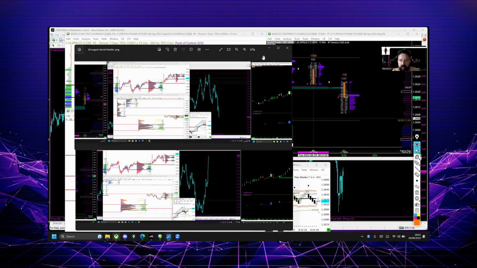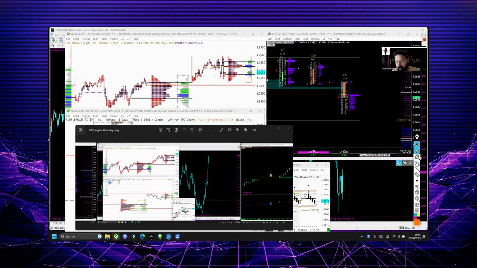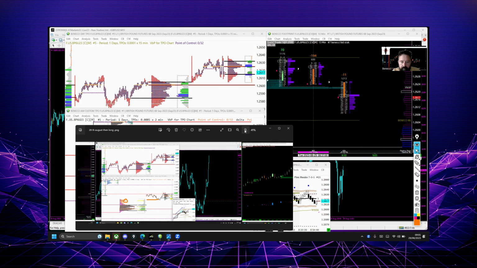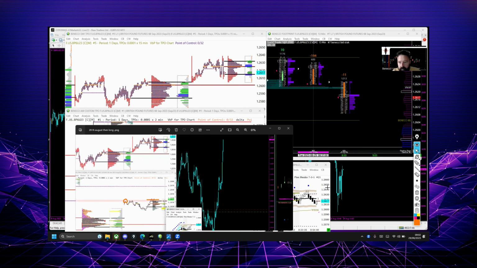On that same volume node where I took profits, I then saw the delta flip after London Open. So that volume node there, that's where I took profits on the shorts. Saw the delta flip on the footprint, and then I got long from, let's make that bigger. So then I've got long from there, same place, after seeing the delta flip on the footprint chart to confirm buyers were showing up. So let's go to that one now.